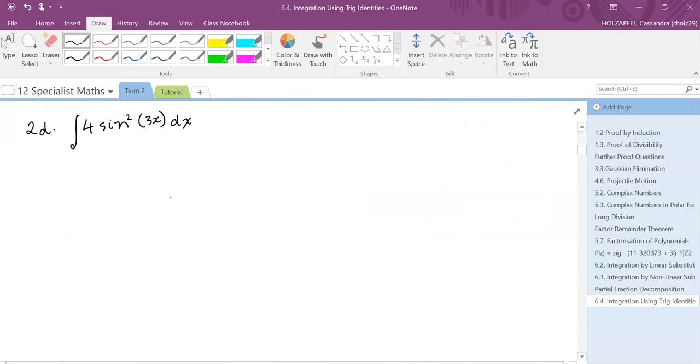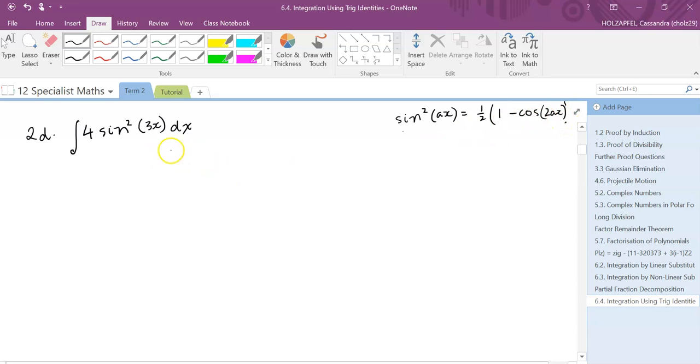Okay, so let's write that formula over here first so that we know. Sine squared of ax is going to be equal to 1/2 times by 1 minus cos 2ax. So in this case, our a is going to be equal to 3, so keep that in mind. And this value at the front here, we can actually just move that outside the integral. So now we would be dealing with 4 multiplied by the integral of sine squared 3x.